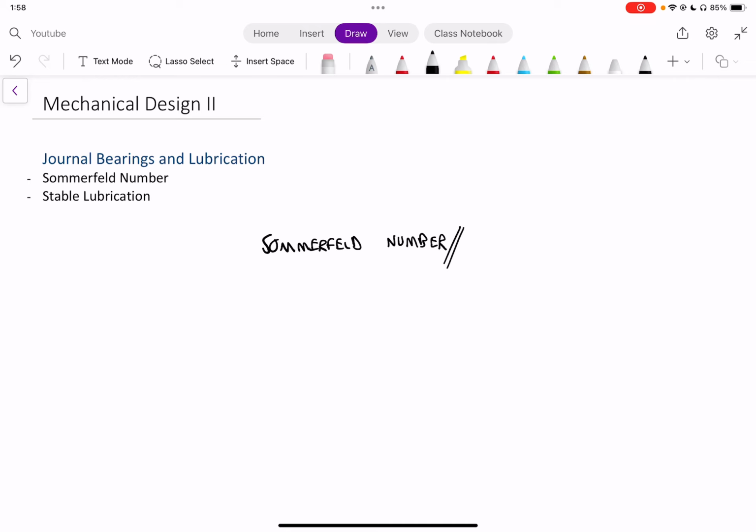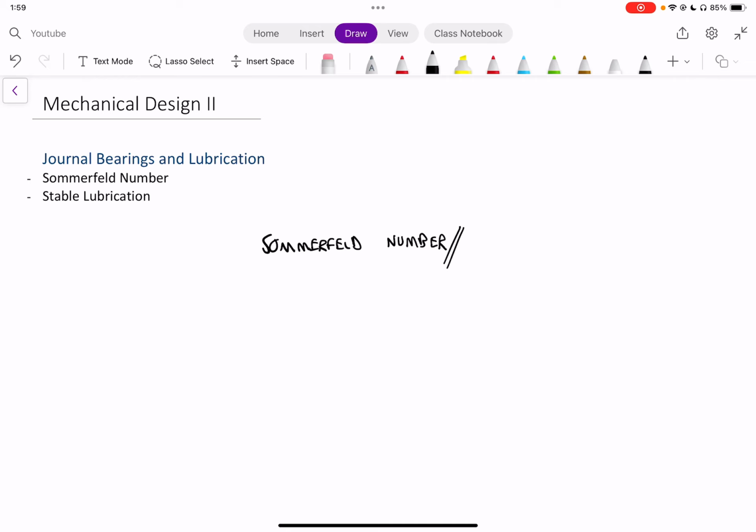In the previous video, in part 1 of module 4, we talked about Petrov's equation, and we came up with an equation that was derived theoretically for bearings. In this video, we're going to expand a little bit further on that and introduce how we can use charts in order to solve our problems.